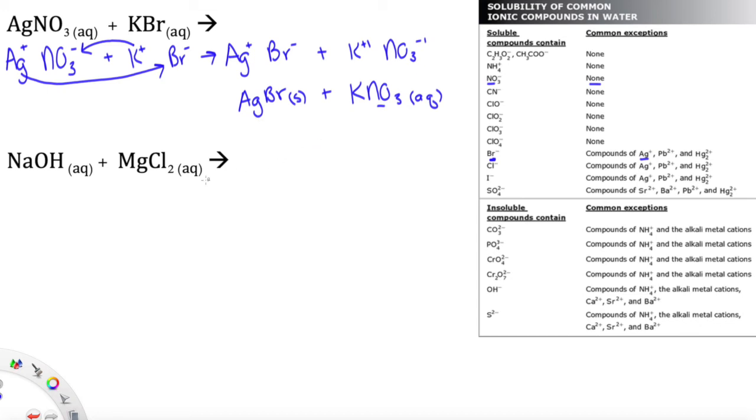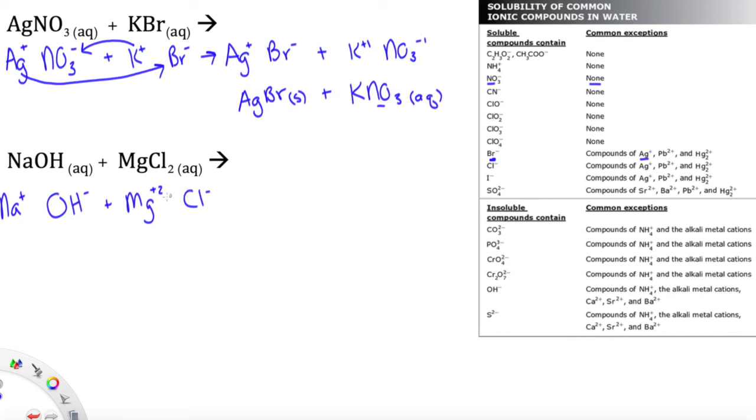All right, so now let's go ahead and do the second example here. I have sodium hydroxide in aqueous solution. So I end up with sodium ions and hydroxide ions. Hydroxide has a -1 charge, sodium is +1. And then magnesium chloride is going to dissociate into magnesium +2 ions and chloride -1 ions.